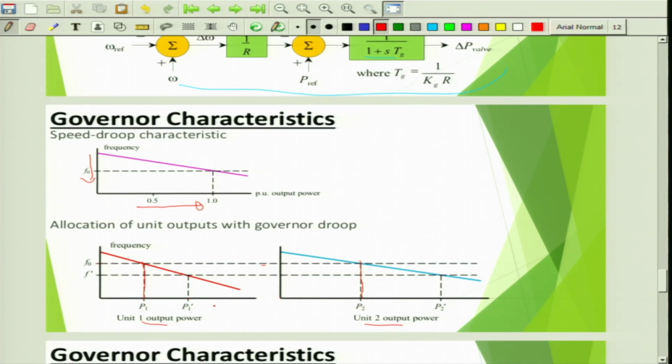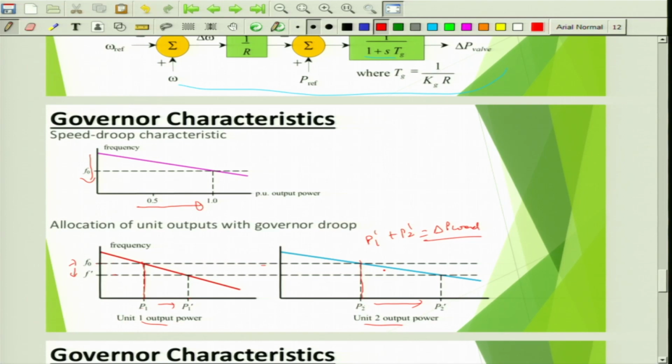So if the load is increased, then the power output from the first generator is changed from P1 to P1 dash, and power output from the second generator is changed from P2 to P2 dash, such that P1 dash plus P2 dash will be equal to the change in load. But as a result of this, now both of these generators are agreeing to operate at a different frequency which is different from nominal frequency. Earlier it was F0, now they are operating at F dash. This is a primary control action, primary frequency control loop.